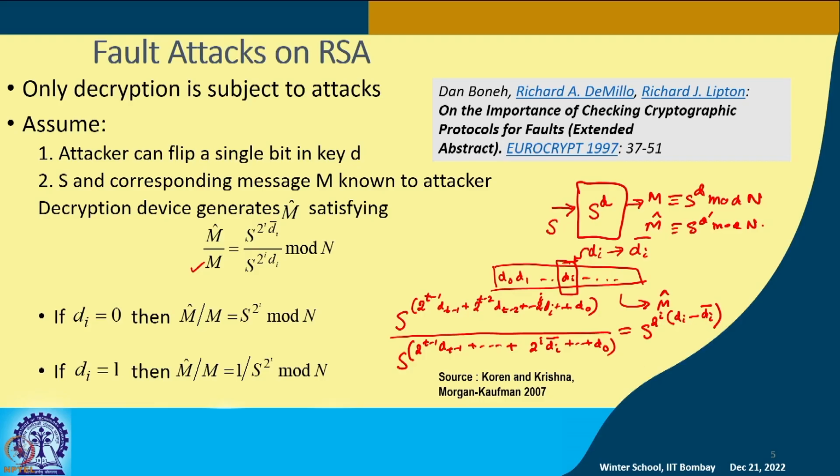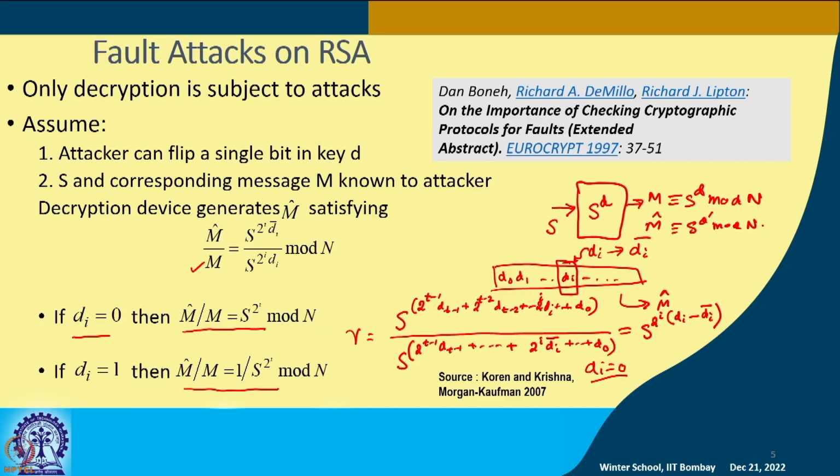So now you see that I can calculate this ratio, call it R. I know that this di can either be 0 or 1. If this di is 0, then this ratio, m hat by m, will be s to the power of 2 to the power of i, or it is the reciprocal.